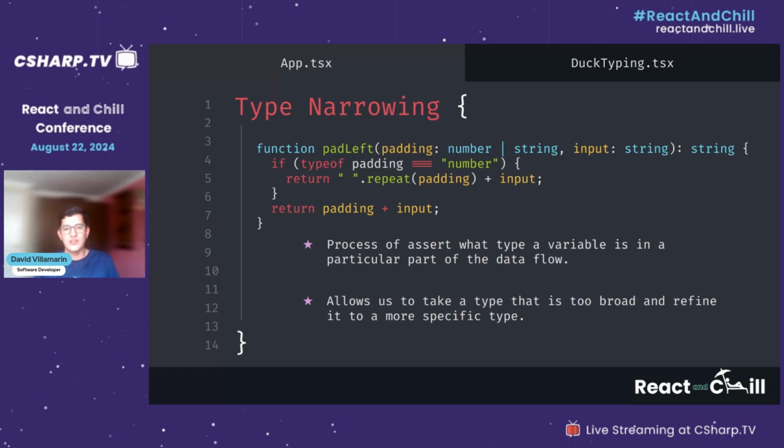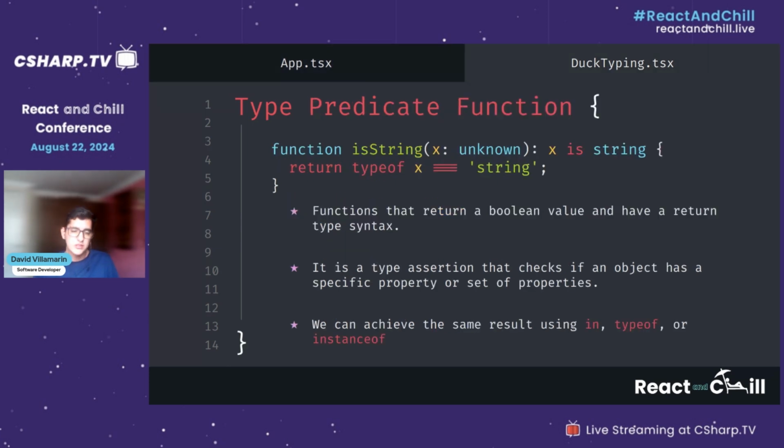So basically, this is just a technique to allow us to take a type that is too broad and refine it to a more specific one. And this process is really important because for creating a generic application, we are going to use something called type predicate functions. So this is just a function that returns a Boolean value and has a type syntax return.